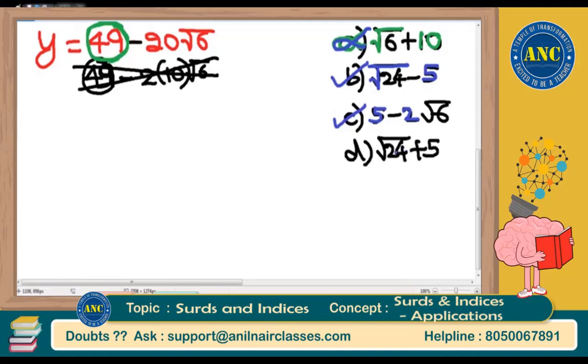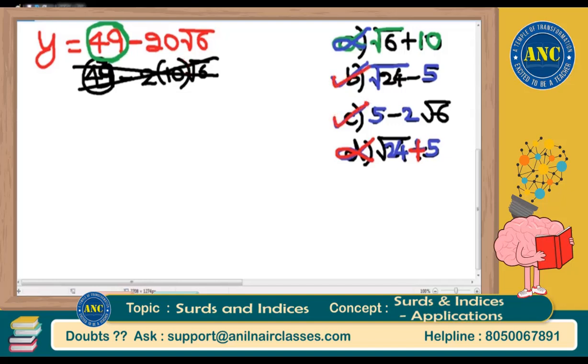And the last option is root 24 plus 5, which is nothing but 24 plus 25, which is again 49. But the last option I will eliminate directly because I have a plus sign in between, but I should get a minus sign in between according to the expression. So that is giving you the constant 49 but not the minus sign. So that is ruled out. Either B should be correct or C should be correct.